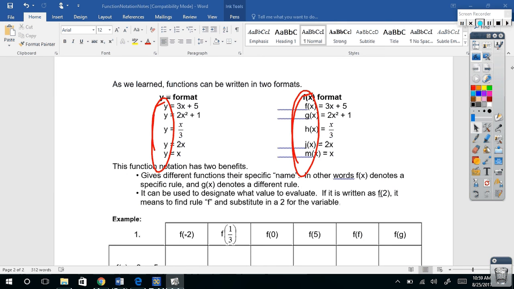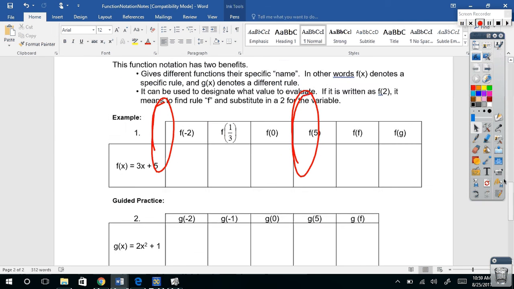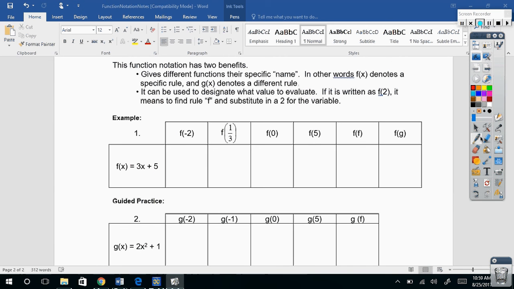So look at the chart down here on the bottom. I'm giving you an equation, and we're going to find all of these values. So basically, we've got our x here. We're plugging in and we're going to tell what it equals. So let's do this row together. f of negative 2 is 3 times what? Negative 2, plus 5. Negative 6 plus 5, which is negative 1. Does that make sense?